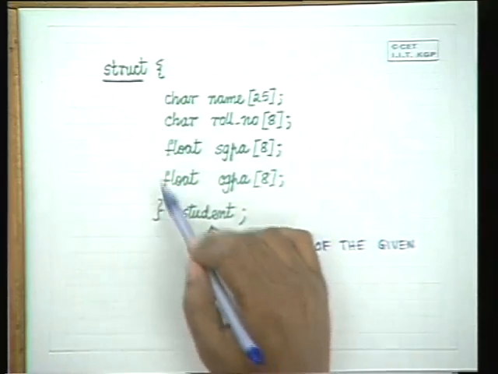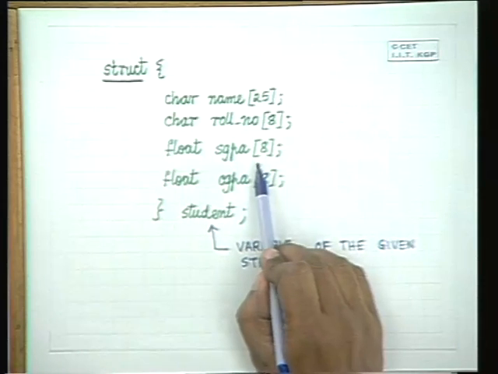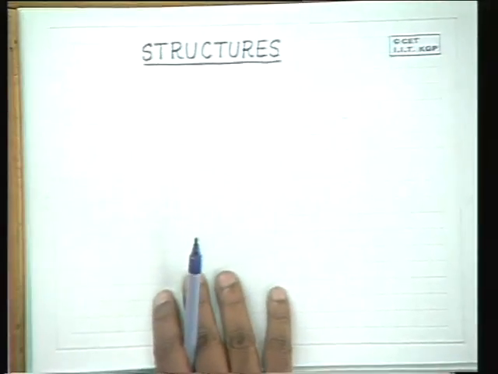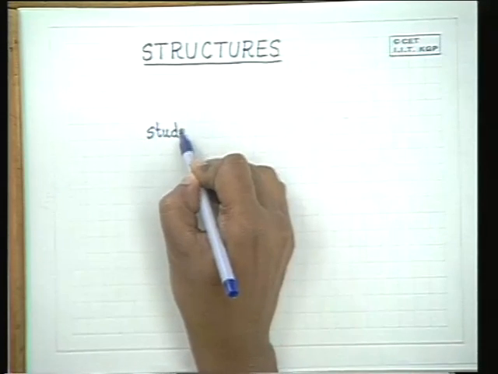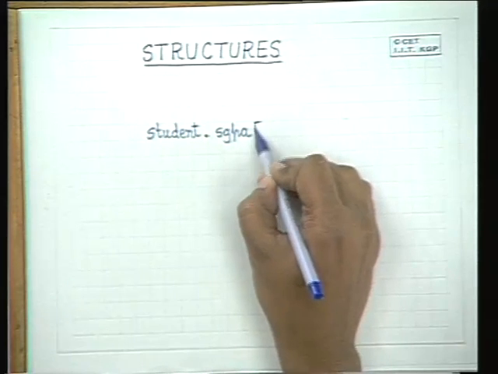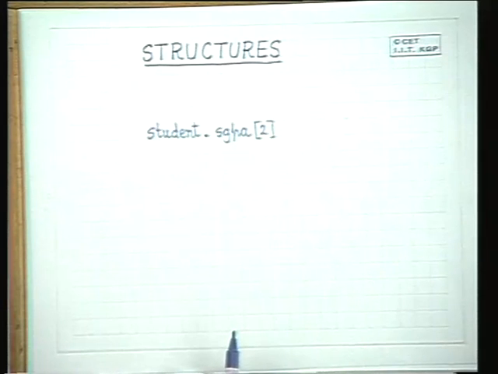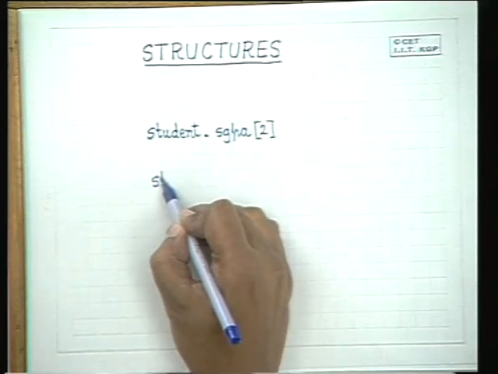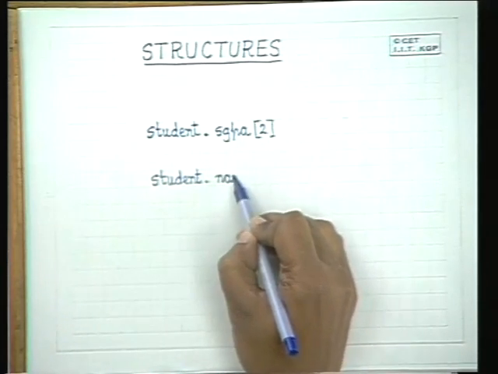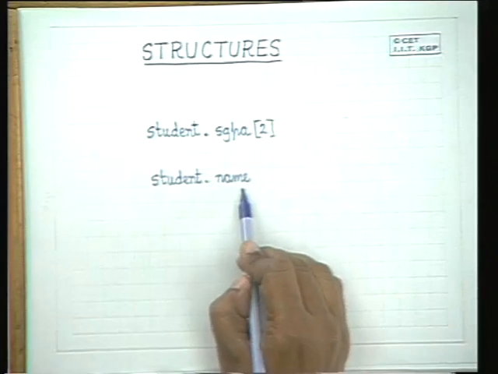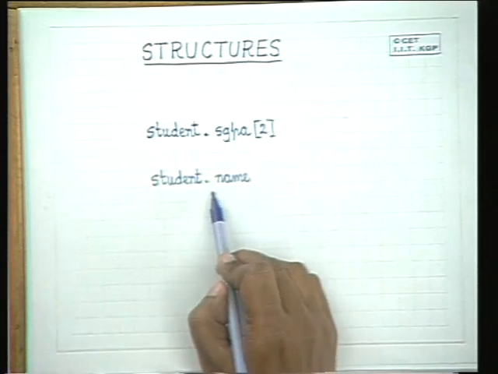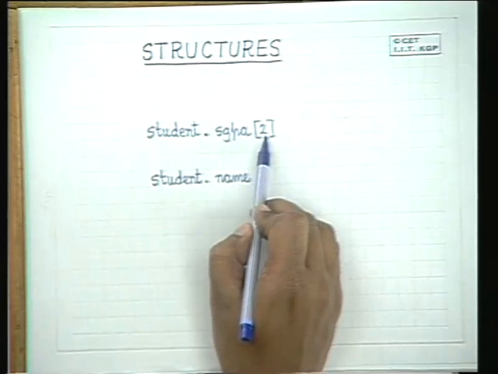Now in order to access any element here, say suppose I want to access the SGPA of the third semester, then what I would do is student dot SGPA, third semester being index 2, since the indices are 0, 1, 2. If I want to access the name as a string, this is an array, so student dot name will give me a pointer to the start of the array. Student dot SGPA 2 will finally lead to the element.